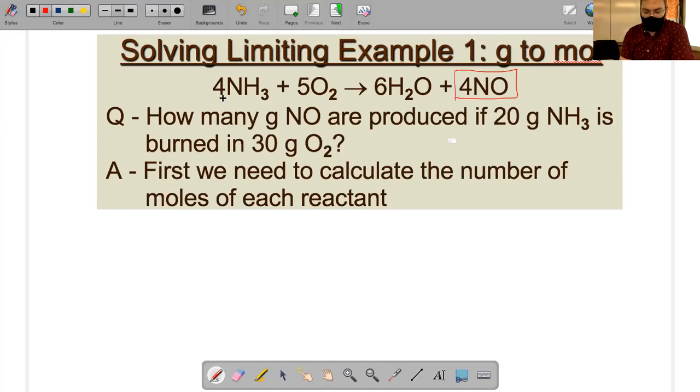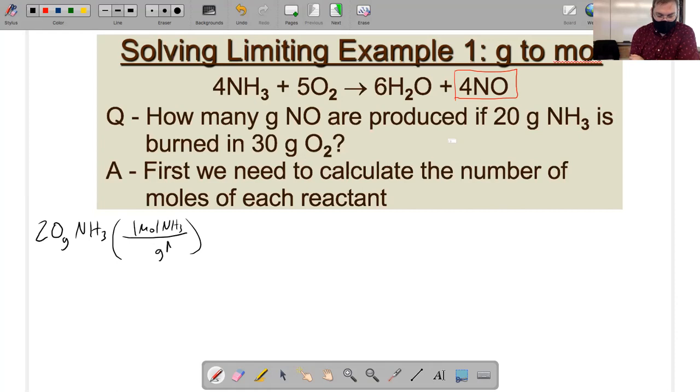Now, the equation says that for every 4 moles of ammonia and 5 moles of oxygen, we get 4 moles of NO. But with these quantities, grams of ammonia and grams of oxygen, you don't know the quantity of the chemicals. So the first thing you want to do is convert those into moles, a molar quantity. What I mean by that is if you got 20 grams of NH3, you can convert that into a quantity in moles. For every 1 mole of NH3, it has a certain mass.